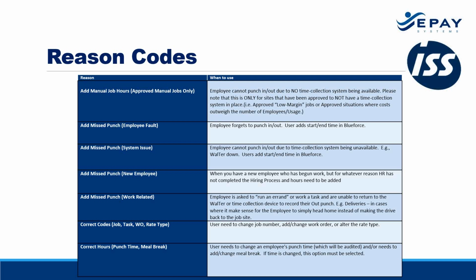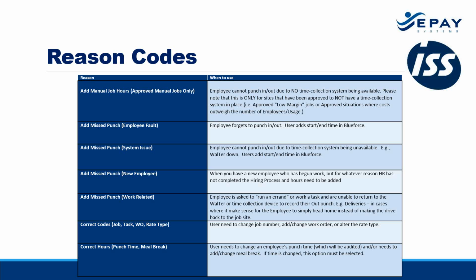The last two on the list here are correct codes and correct hours. Correct codes allows you to go in there and change a job number, add a work order, or alter the rate type. In any of those cases, you're not messing with the employee's time. So those are situations where it's not going to count against you from a standpoint of manual punches or time changes. It will count against you from the point of correction lag if you wait too long to make these changes. One of the things I talked about roughly over a month ago on the correction change webinar was that we need to make sure we correct codes sooner rather than later. So that's the option for correct codes.